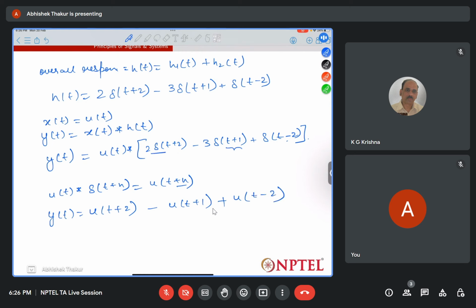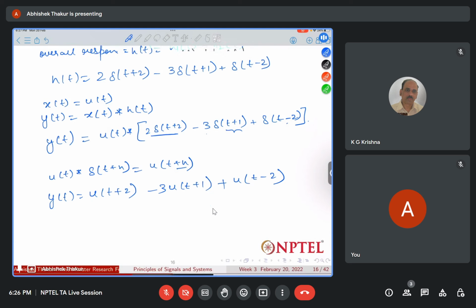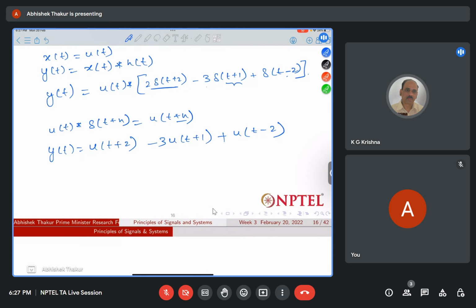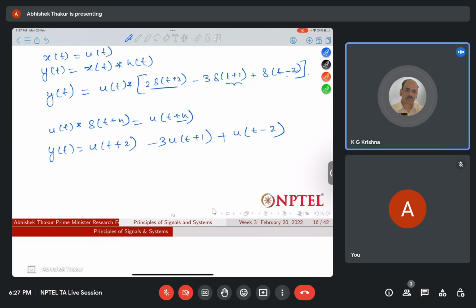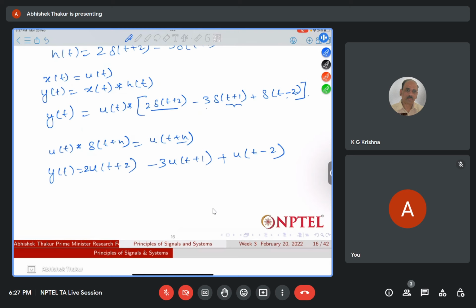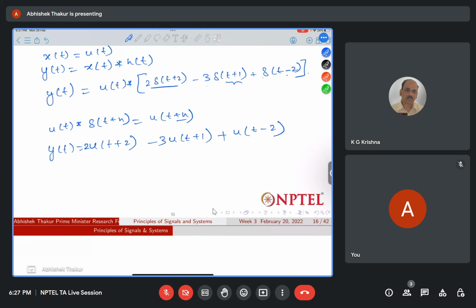So u(t+2) from here, this is minus 3, I left, sorry, minus 3 u(t+1), and u(t−2). So now we can draw this curve. Sorry, I missed the constant in all this. So it is 2u(t+2) minus 3u(t+1), and in this there is no constant, so u(t−2).